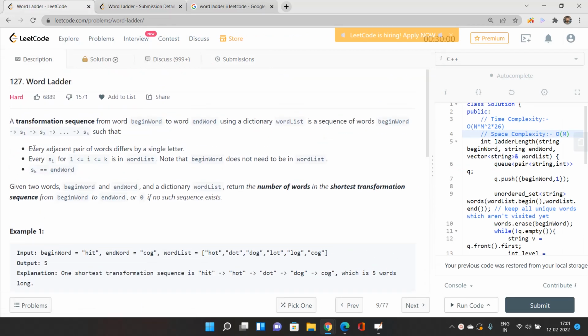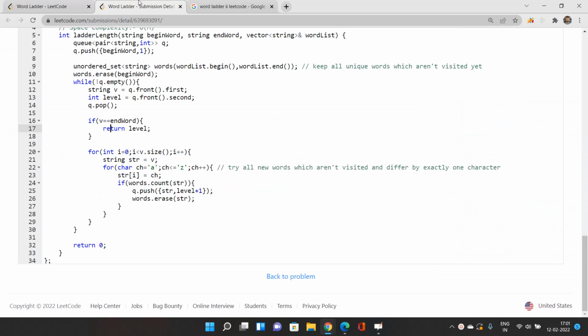It says that yes, every adjacent pair of words differ by a single letter. Now when it differs by a single letter, what we are going to do is check out every position of our current string. Let's say the current string is of length 5, so we will iterate for every position from 0 to 4, if we are considering 0-based indexing. For every position, you can see i from 0 to v.size, which is the current string size, we will try to put out the character, right?